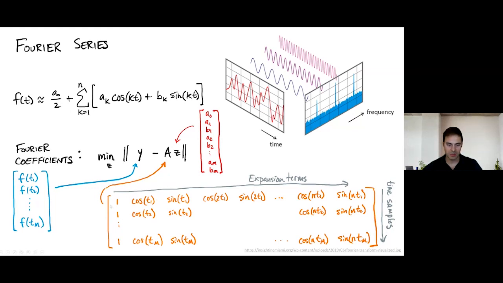Now this matrix, which includes all of these different harmonic terms of sines and cosines, can be multiplied with a vector of these Fourier coefficients, giving the matrix A times a vector of coefficients. If we minimize the difference between our samples and our approximation, which is this A z term, we are able to reconstruct those coefficients in a very similar way. And so that really is the basic idea.